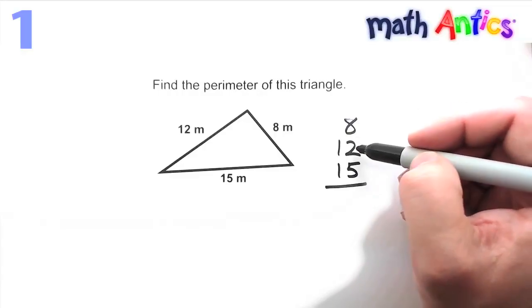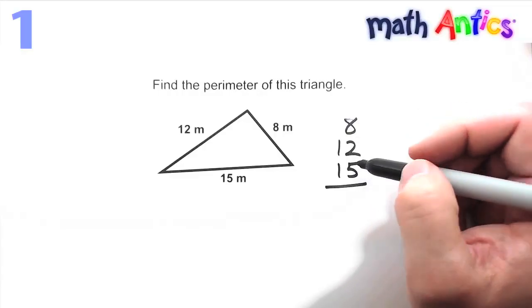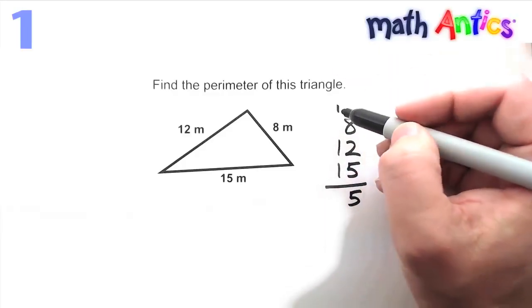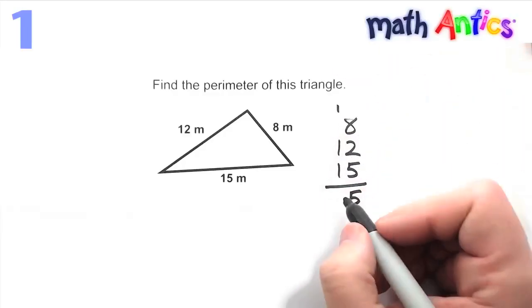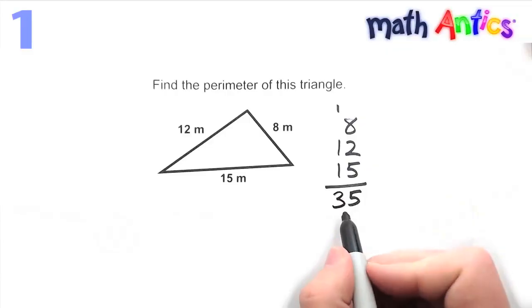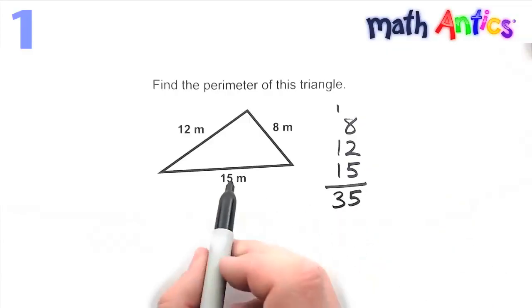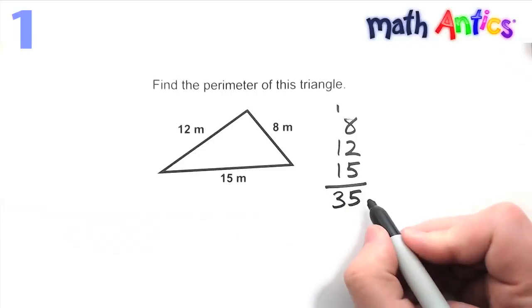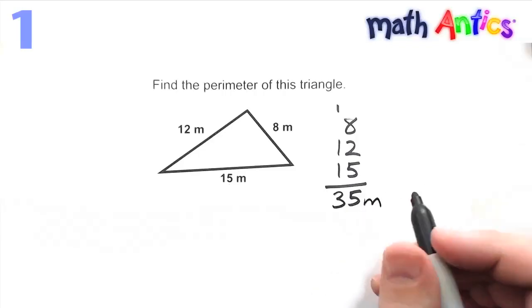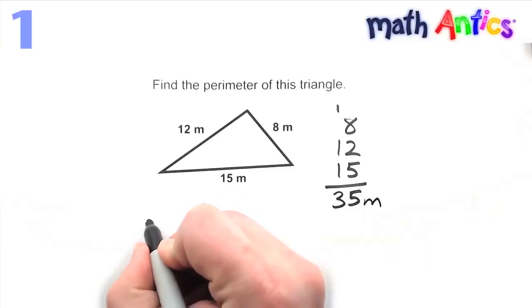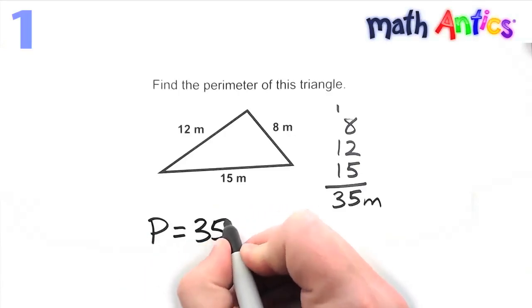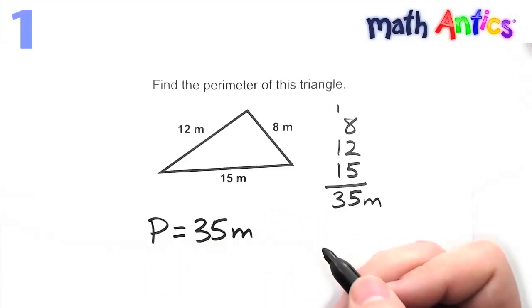We have 8 plus 2 is 10. 10 plus 5 is 15. Put a 5 there. Carry the 1. And 1 plus 1 plus 1 is 3. So we have 35, but not just 35. We have the M there telling us that these are meters. So it's 35 meters. And a good way to write it is to put P for perimeter equals 35 meters.